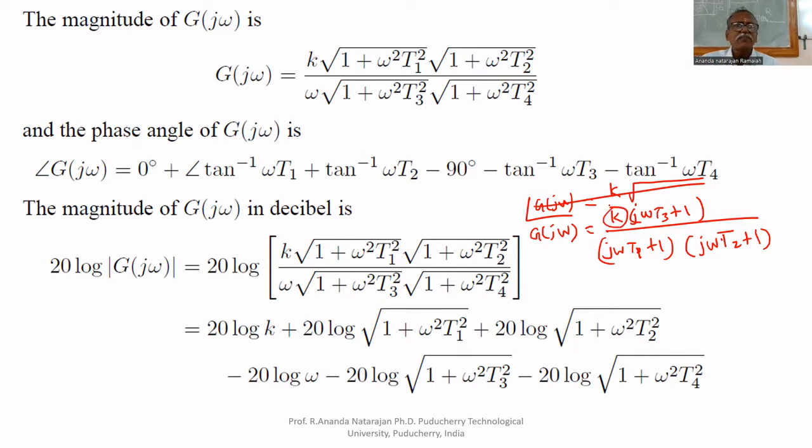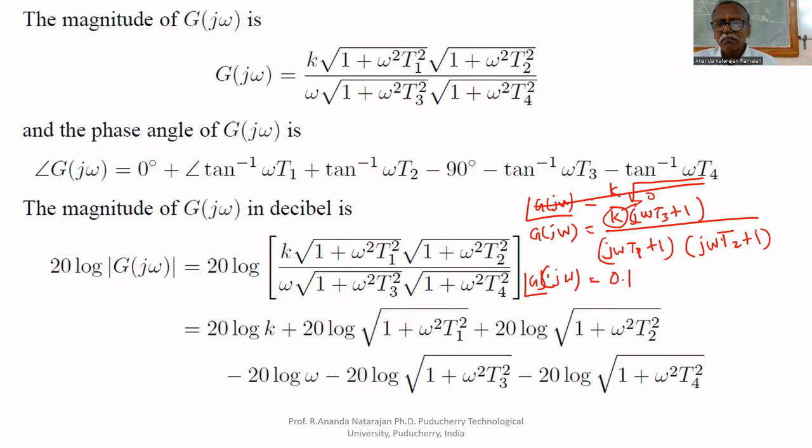What is the angle of K? The imaginary part is 0. Angle means tan inverse of imaginary part by real part. Tan inverse of imaginary part 0 is 0. Therefore, the angle of K is always 0. Therefore, the angle of G of j omega equals, for K, angle 0.